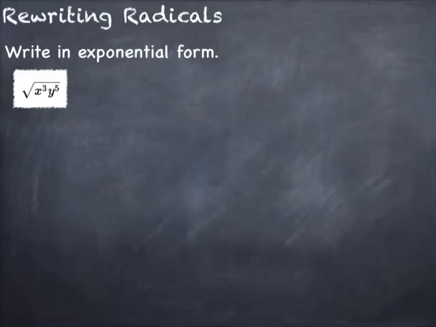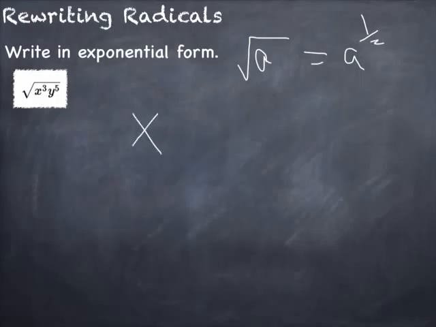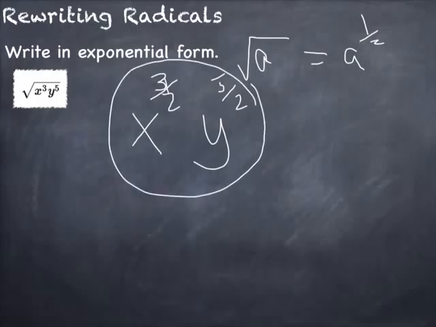If we take this as our first example, anytime you see a square root, it actually means something to the 1/2 power. So what I'm going to do is multiply that 1/2 by whatever exponent is already attached to our variables. So x to the third becomes x to the 3/2. And y to the fifth, since it's under the square root, becomes y to the 5/2. And that's fully simplified. That's our exponential form.